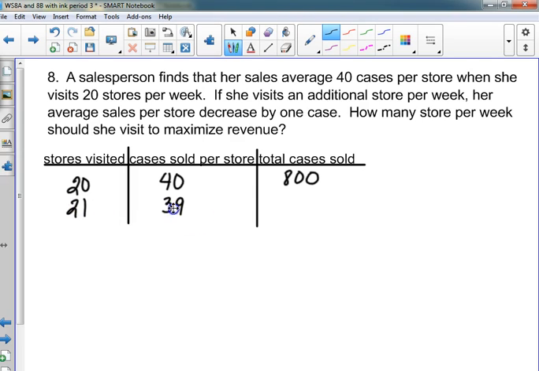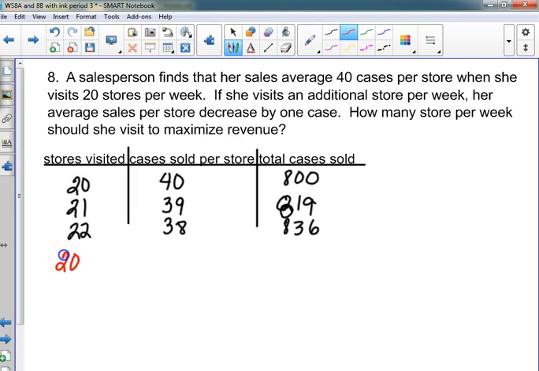Okay? What's 21 times 39? What is it? 819. Okay? If she goes to another store, this is going to do what? Go down again. What's 22 times 38? 836. Okay? I want us to do this algebraically. Can anybody tell me what's happening over here?